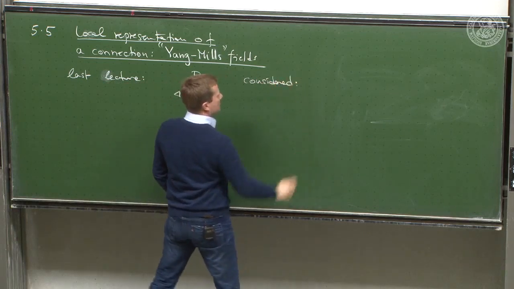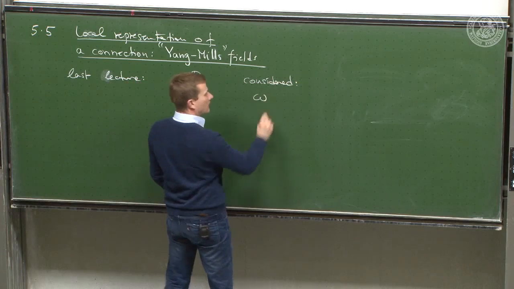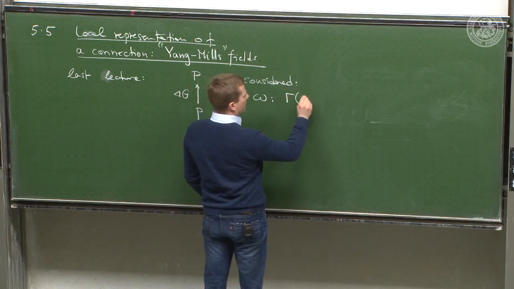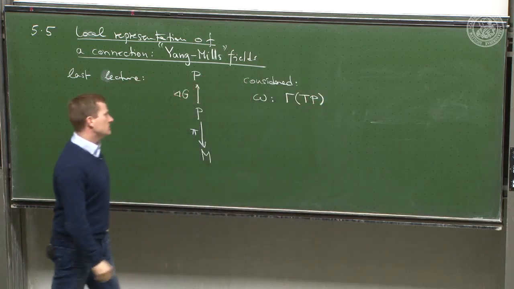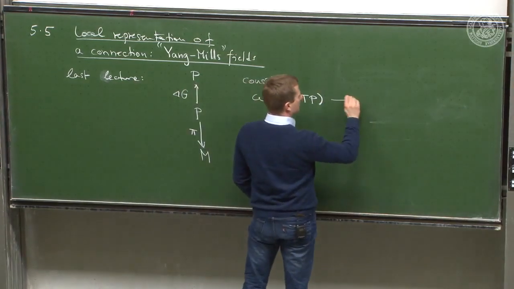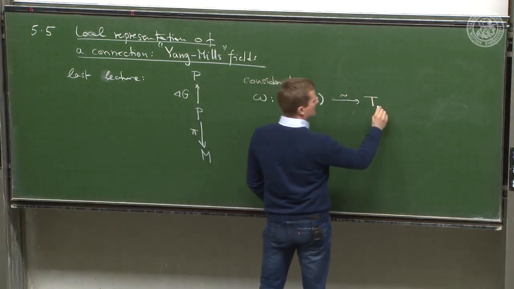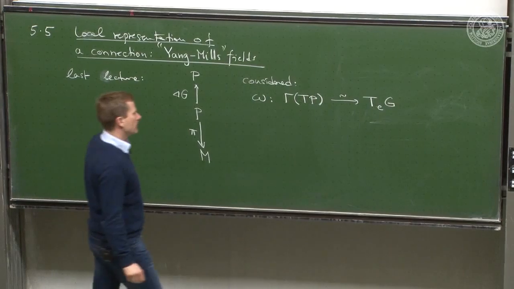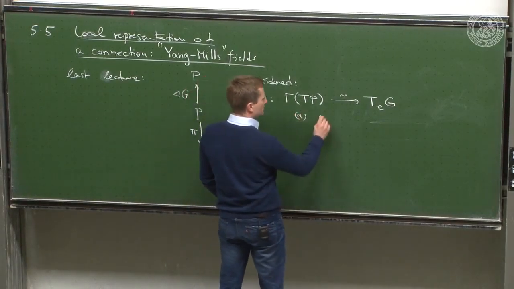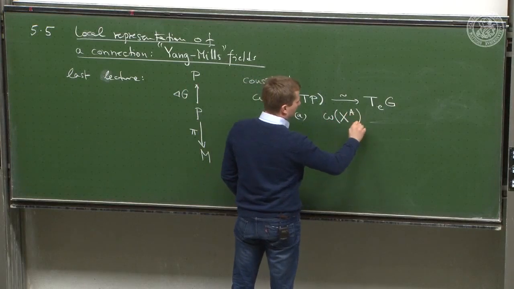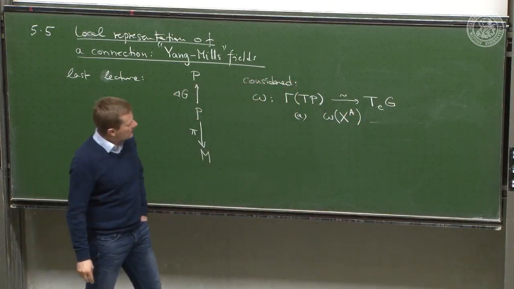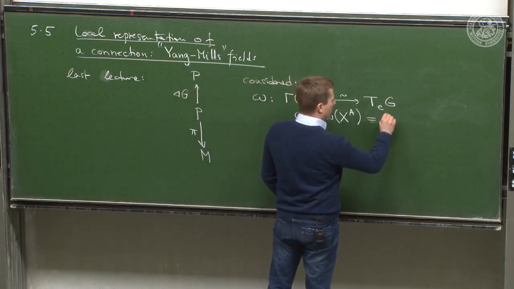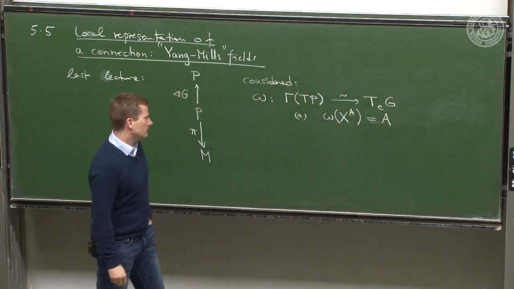a connection in terms of a Lie algebra valued one form omega. So the one form aspect of it is that it takes you from a section of the tangent bundle linearly to, and that's now the Lie algebra valued aspect of it, the Lie algebra of the underlying group, and it had to satisfy two conditions. First, whenever you plug in the vector field on P, X_A, that is generated by a Lie algebra element A, the one form sends you back to this A.